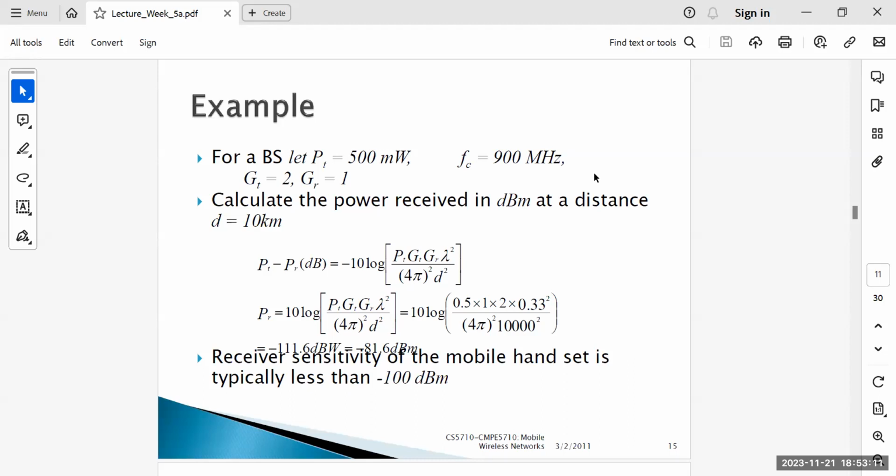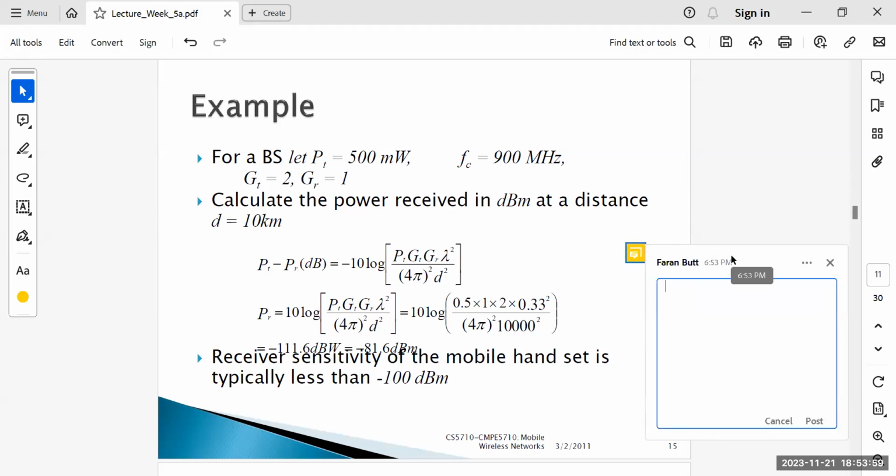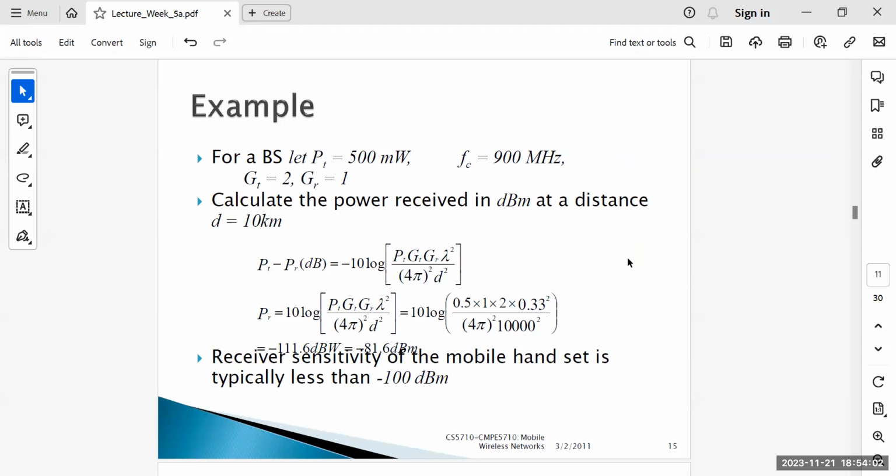Bismillahirrahmanirrahim. So, a quick recap of the last thing that we studied regarding the propagation, and that was actually related to the Friis equation. So, let me give a quick recap, especially related to these units that are very important actually, right?